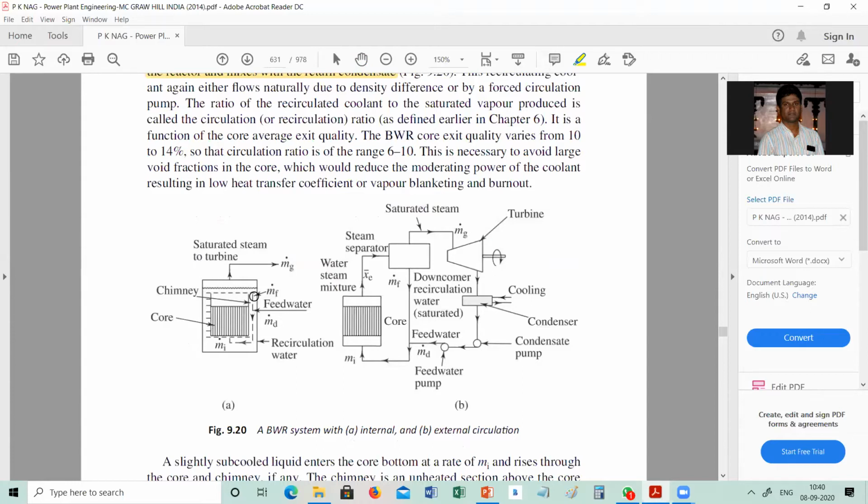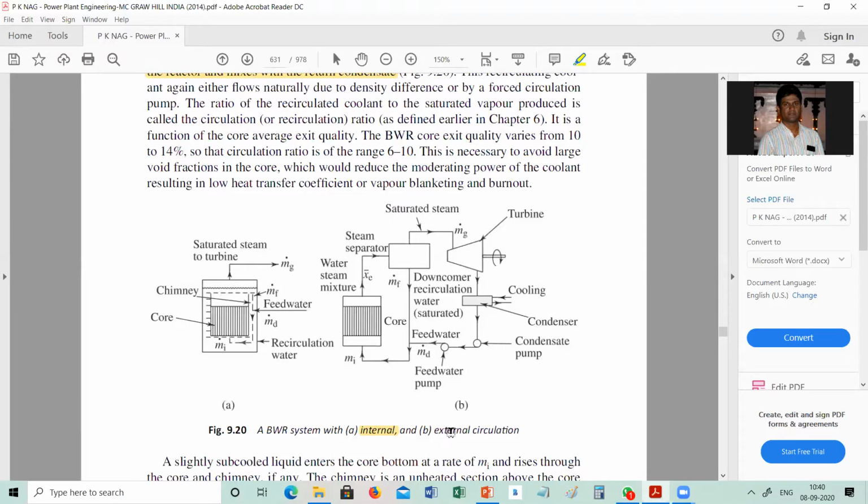You can observe that. Means what? The mixture of water and uranium dioxide is there, and both things must be separated. In the internal type, the separation is done in the reactor itself, and only the steam will be coming out. Mg is nothing but steam. It is coming out and given to the turbine.